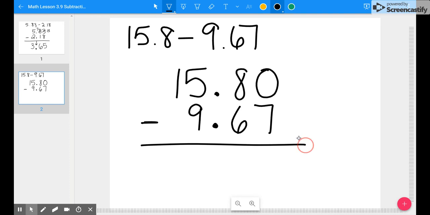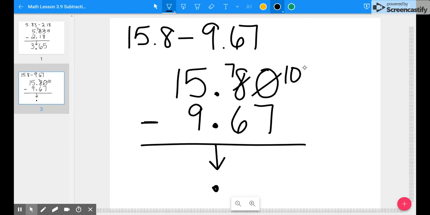So now that my numbers are lined up, and my place values are lined up, and my decimal points are lined up, I can go into step 2, which is just bringing that decimal point straight down. And then I can just simply subtract. So I can't do 0 minus 7. So since I can't do 0 minus 7, I need to borrow and regroup. And this 0 turns into a 10. And I say to myself, 10 minus 7.